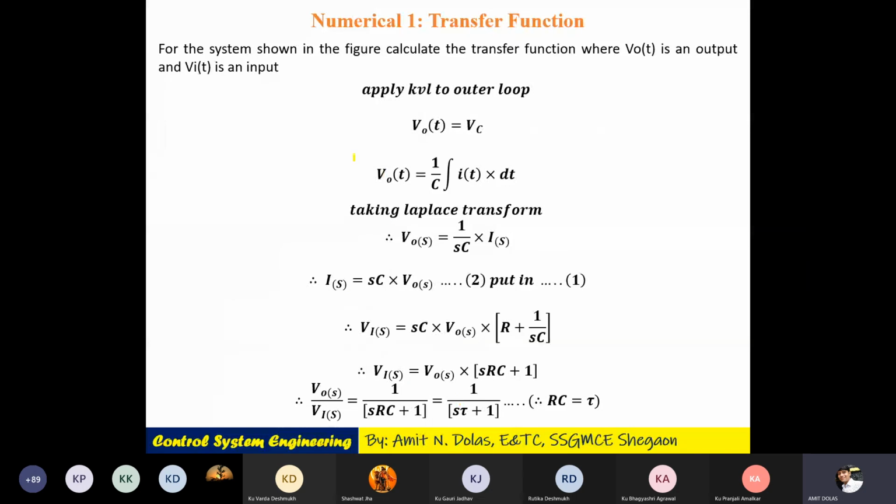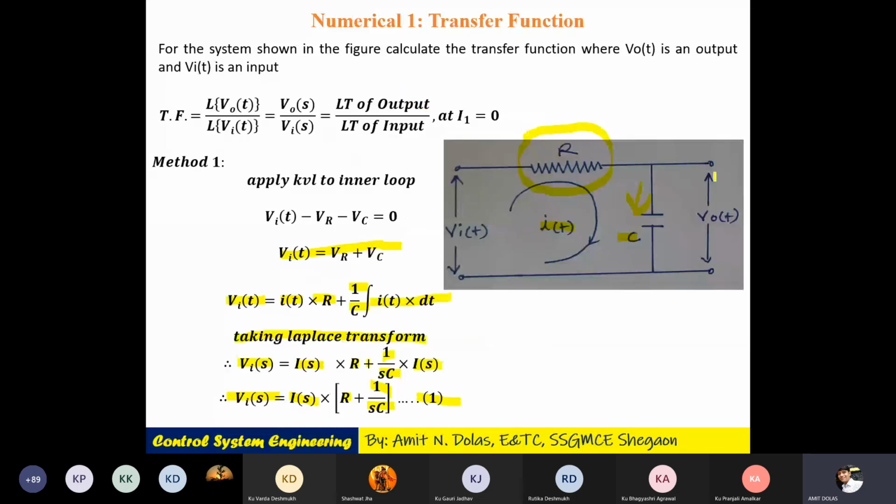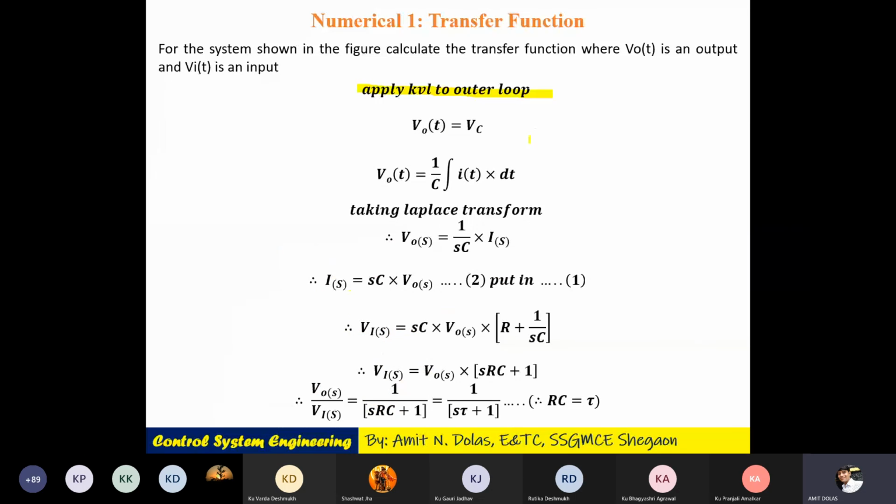We'll move to the other one. We have to look at the output as well. The outer loop, as it is called here, though even if it is not called that, it is fine, because the output is nothing but the voltage across the capacitor. So V of t will be the capacitor voltage, that is Vc of t, which is 1 by C integral of i of t dt. This is the capacitor voltage. Taking the Laplace transform, V of S will be equal to 1 by SC into I of S.